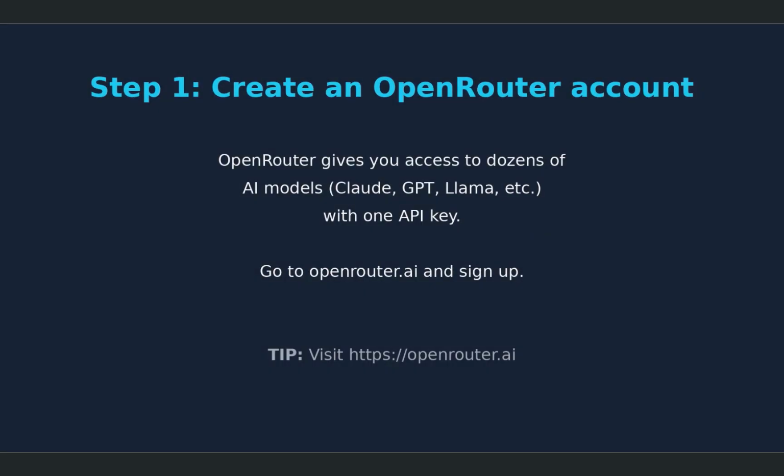Step 1, create an OpenRouter account. OpenRouter gives you access to dozens of AI models like Claude, GPT, and Llama, all with one API key. Go to openrouter.ai and sign up.